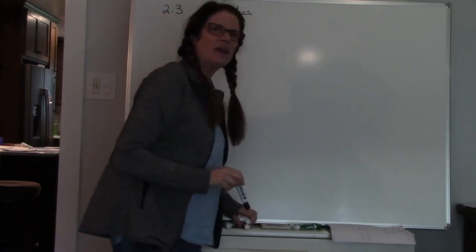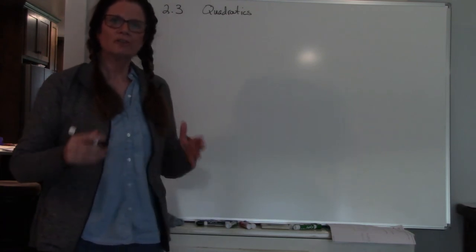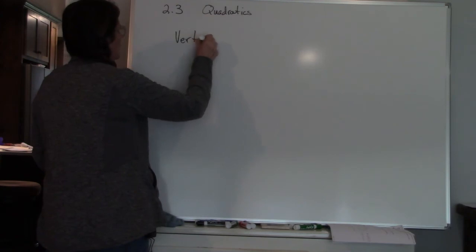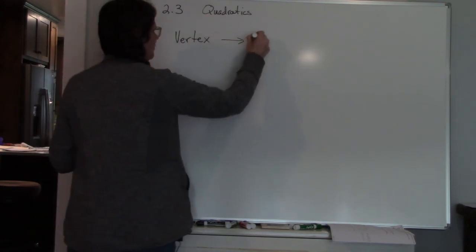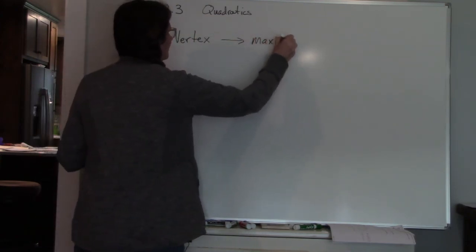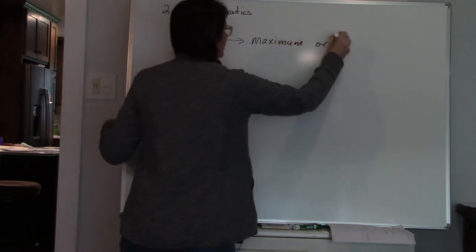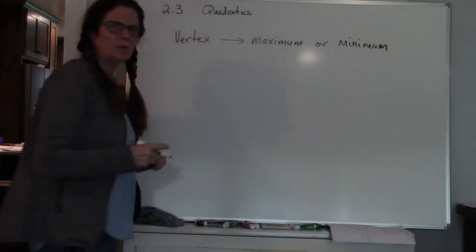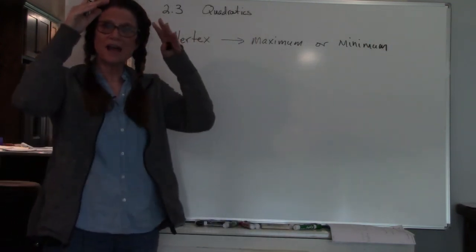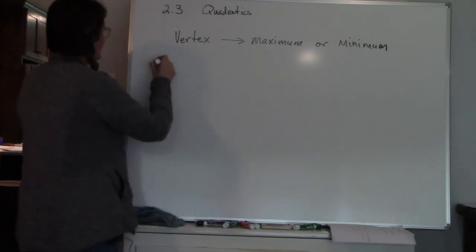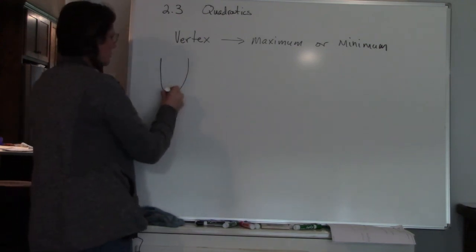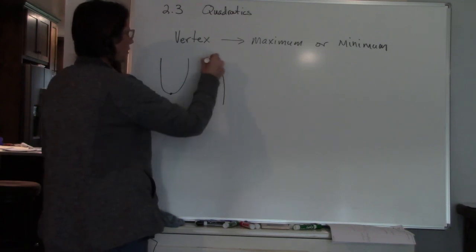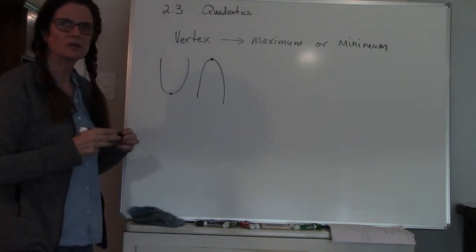Then we also have to have certain terms. The first term that we're going to talk about today is called the vertex. The vertex is the same thing as your maximum or your minimum. Maximum or minimum, that's your vertex. The vertex is the highest point or the lowest point. In a parabola, the lowest point is your minimum. If your parabola opens down, the highest point is your maximum.